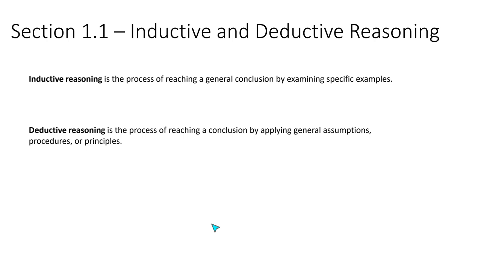So in 1332, we're going to look at a couple of sections. Today we might have time to cover examples from 3 sections. The first section, 1.1, is going to talk about inductive and deductive reasoning. Inductive reasoning is the process of reaching a general conclusion by examining specific examples. And deductive reasoning is a process of reaching a conclusion by applying general assumptions or procedures or principles.